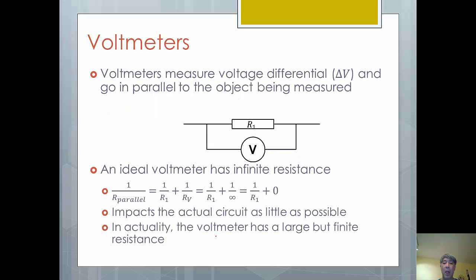So that brings us to voltmeters and ammeters. Voltmeters measure voltage differential, and because of that, they must go on either side of the resistor, or in other words, in parallel with what you are trying to measure. Ideally the voltmeter will have an infinite resistance, because I want to impact the circuit as little as possible. I don't want any current going through my voltmeter. In actuality, I can't get infinite resistance, so the voltmeter will have a large but finite resistance, usually somewhere around 100 kiloohms.